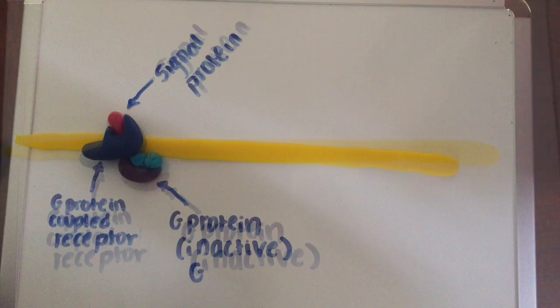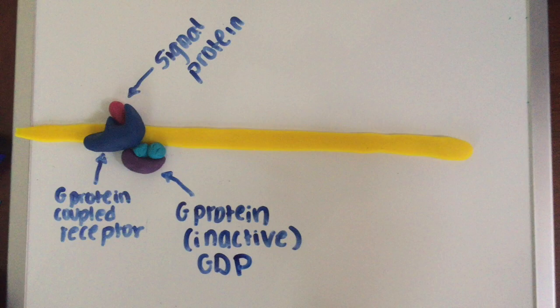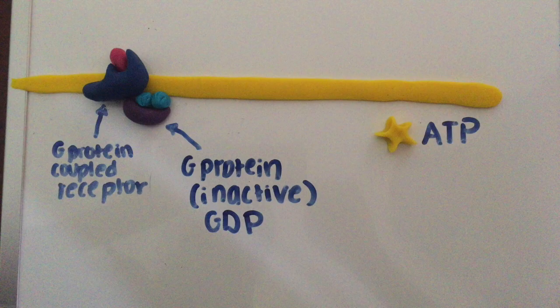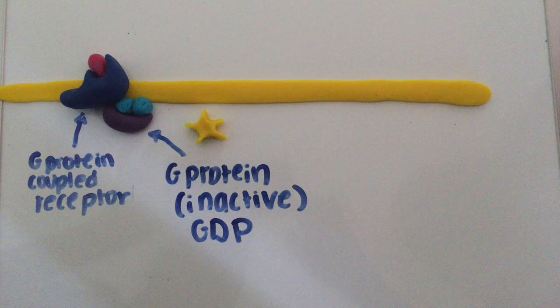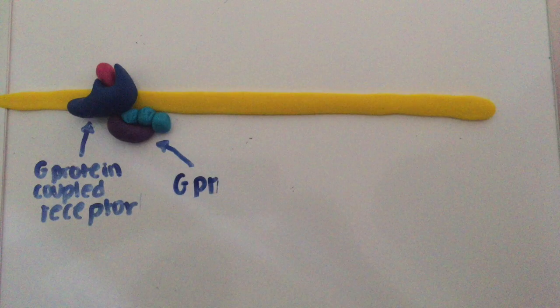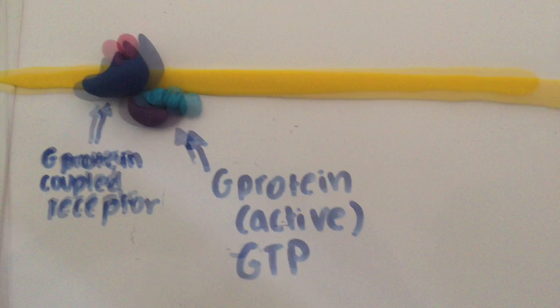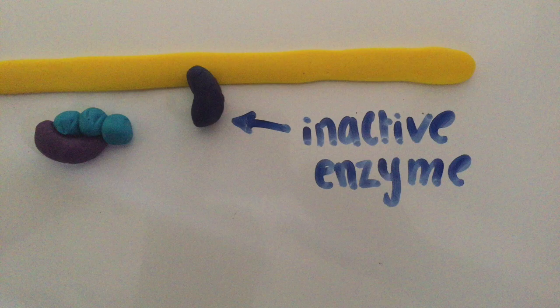There is an inactive G protein that is connected to the receptor. It is called GDP. GDP has two phosphates. ATP makes the G protein an active protein, and it is called GTP. Another phosphate is added. There is an inactive enzyme that becomes activated by GTP.